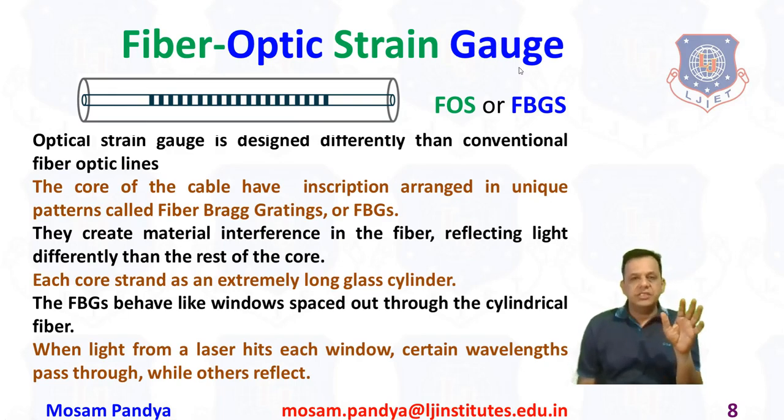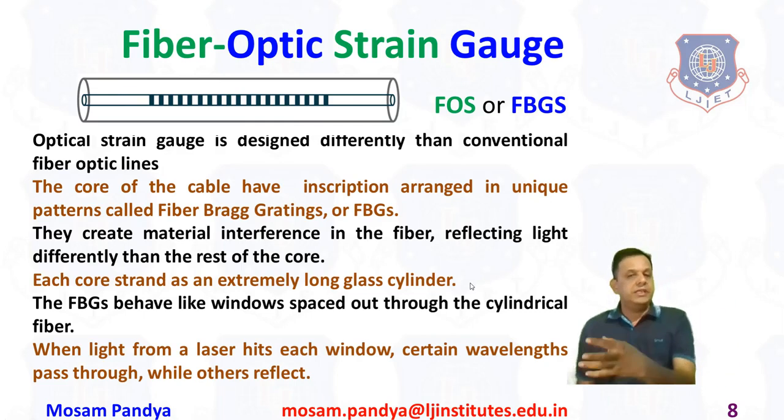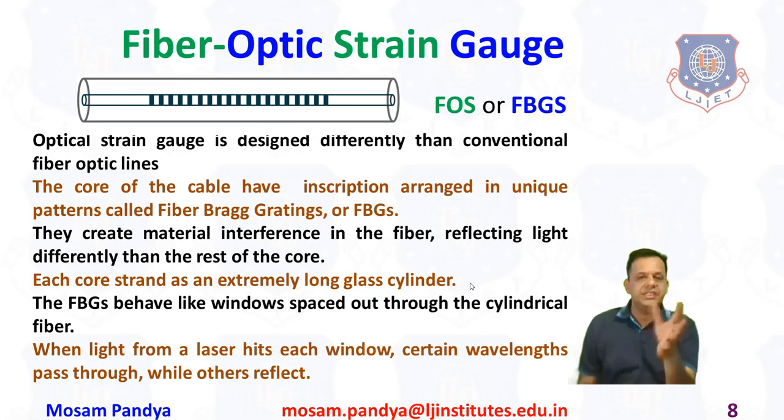an extremely long glass cylinder, very thin, and it will behave like a window through which the cylindrical fiber is getting in, and a light is passing, and now that light will be reflected or passed through a certain wavelength. We are talking about wavelength, and that reflection will decide the amount of strain, because it will be disturbed, or it will be changed, by the presence of strain.